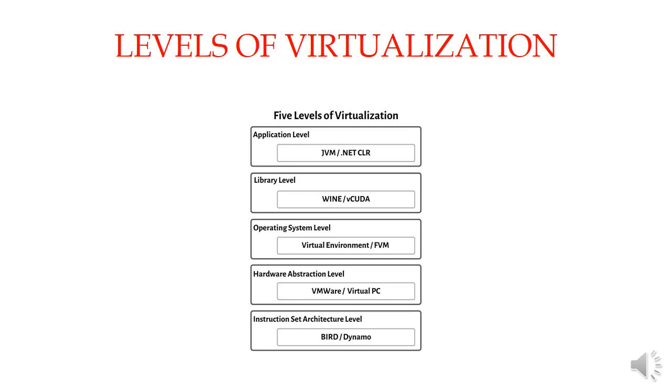Levels of virtualization. So far we have seen so many virtualizations. Instruction set level virtualization, the examples are Bird or Dynamo. Hardware abstraction level: VMware or Virtual PC. Operating system level: Virtual Environment and FVM. Library level: vCUDA. Then the Java virtual machine, which everybody will be familiar with, and .NET CLR for application level virtualization.